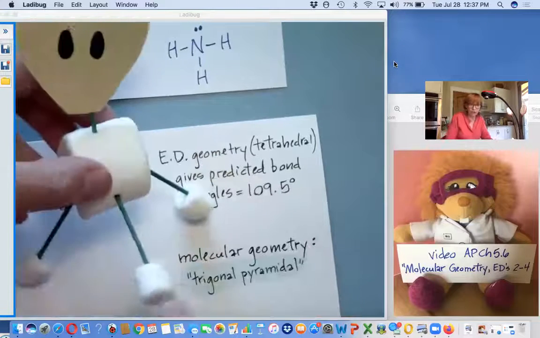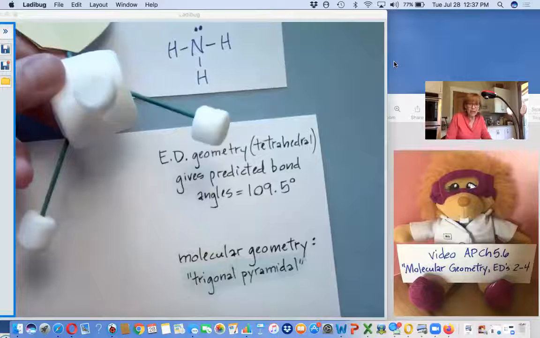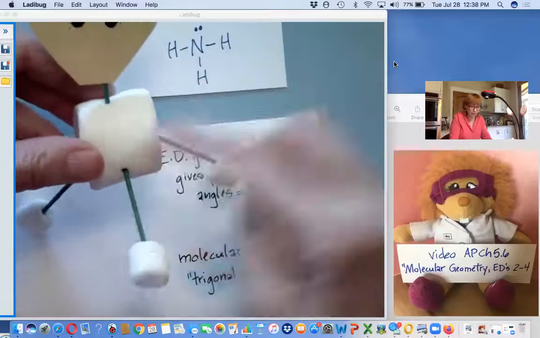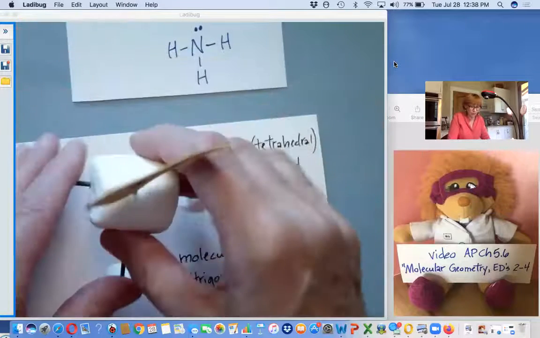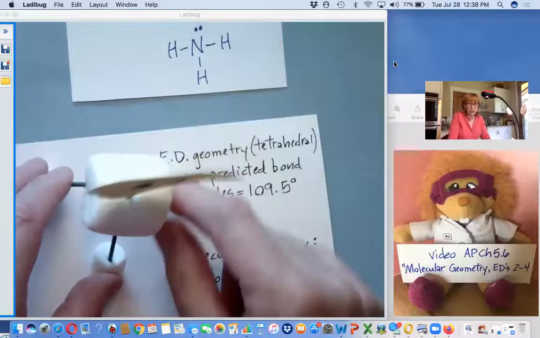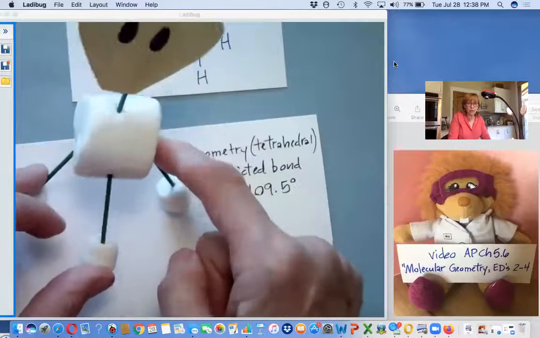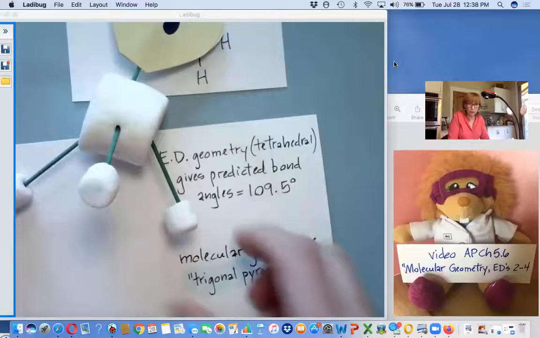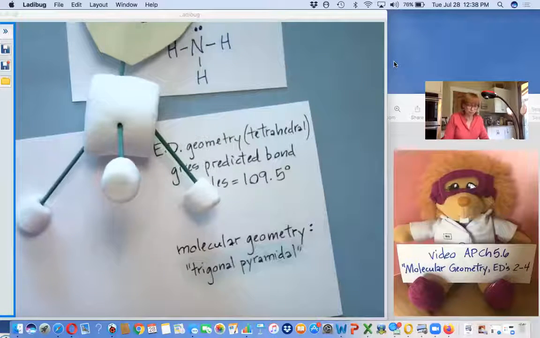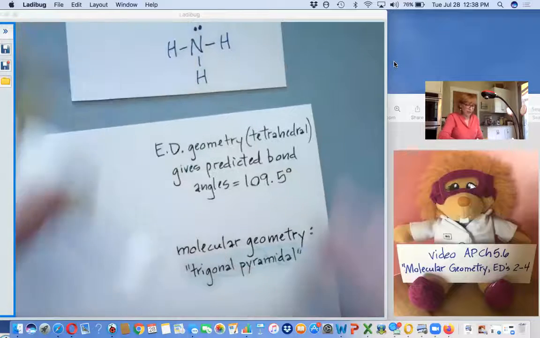I don't know how to turn this for you best to see it. The base is a triangle, and then it comes up to the top of the pyramid. Trigonal Pyramidal. I'm hoping if you're doing this with marshmallows at home, you can see what I'm talking about. All right, let's put that one aside.